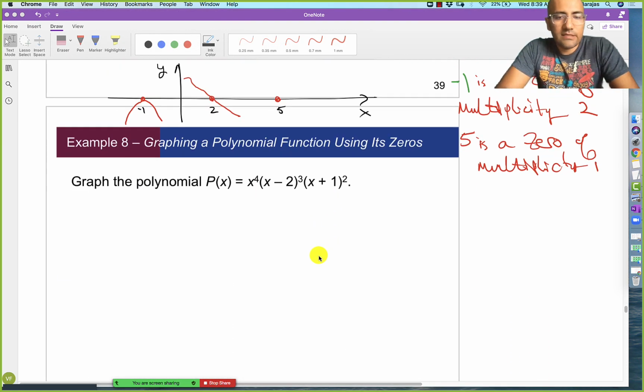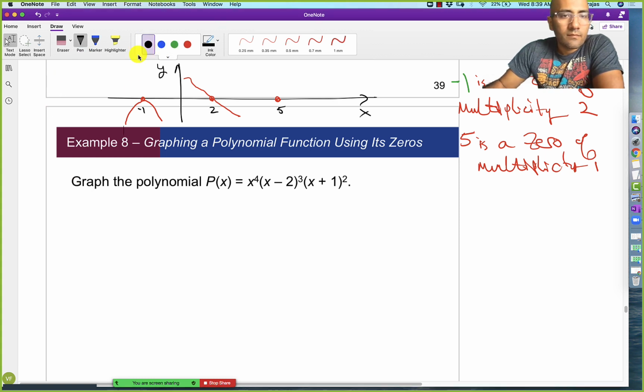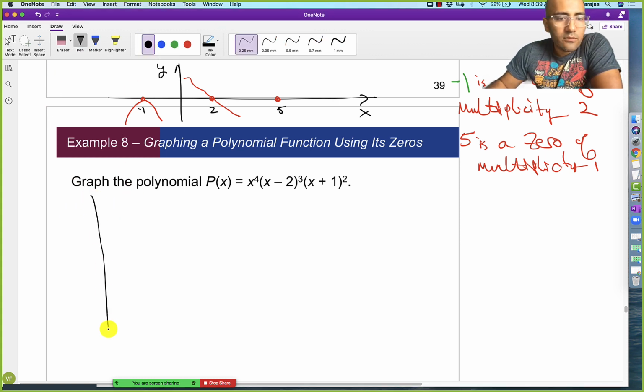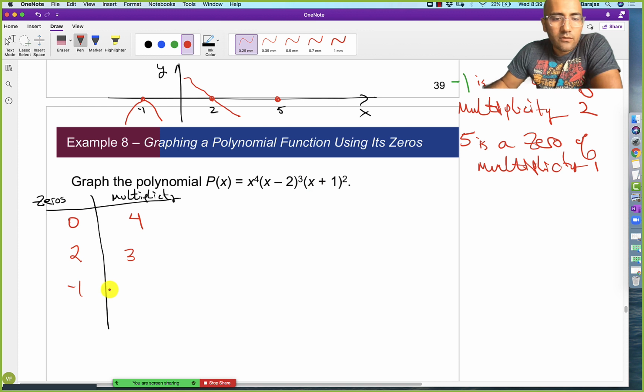Okay, so now let's look at this thing and do like a rough sketch, putting together the things we know. Let's see, first of all, the zeros. That's going to be easy. Let's put a little table, and we'll put zeros, and the multiplicity. So of course 0 is going to be one of the zeros because of this 0, and it's got multiplicity 4, and then +2 is another zero, and it's got multiplicity 3, and -1 is another zero, and it's got multiplicity 2.